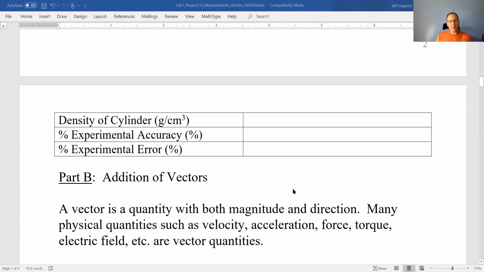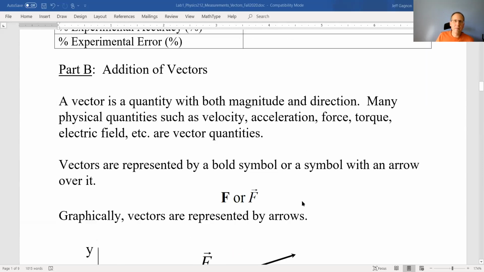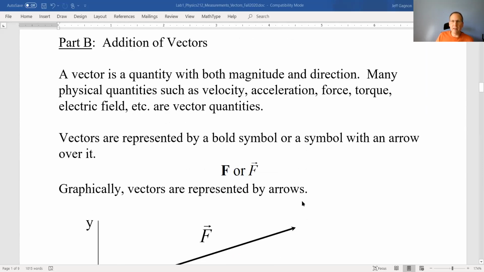Okay, so that's it for the measurement part, finding the density of that small aluminum cylinder. So we talked about computing percent experimental accuracy and error, and how to read a vernier caliper. The next part of the lab is the addition of vectors.